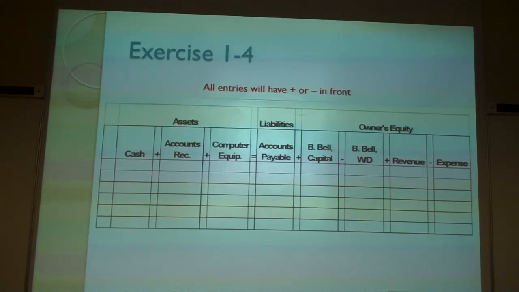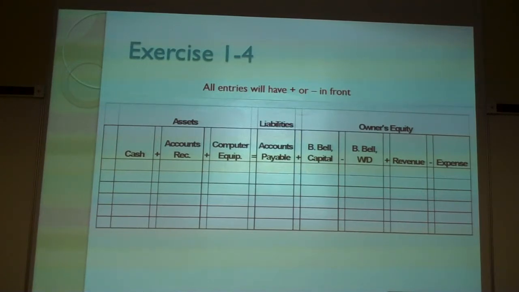And then I want you to put the plus or the minus in front of the entries. Did it go up? Did it go down? We briefly mentioned debit and credit on Thursday. Debit means what in double entry accounting? Left side. Credit means right. That's all. It doesn't mean increase or decrease. And I just want you to tell me, is the account going up or is the account going down when we record the transactions?